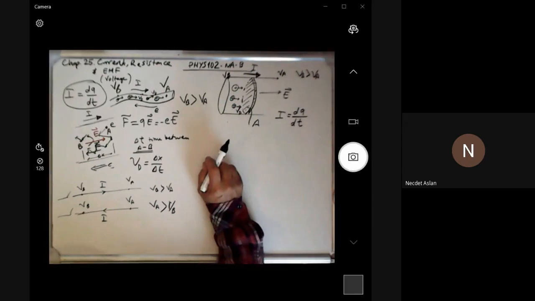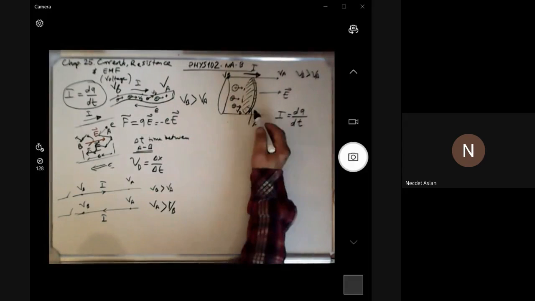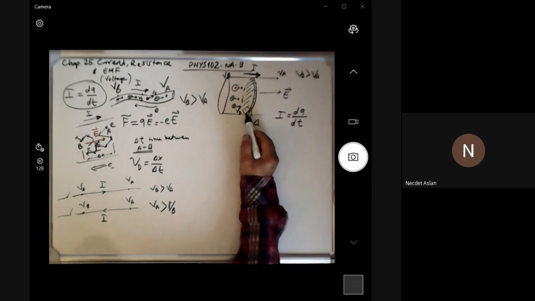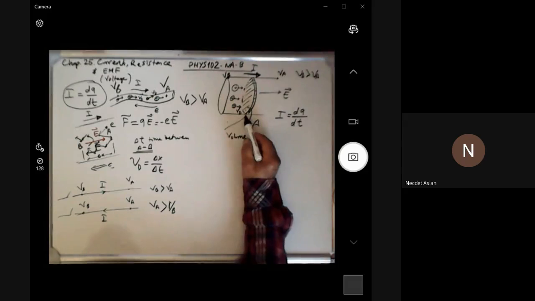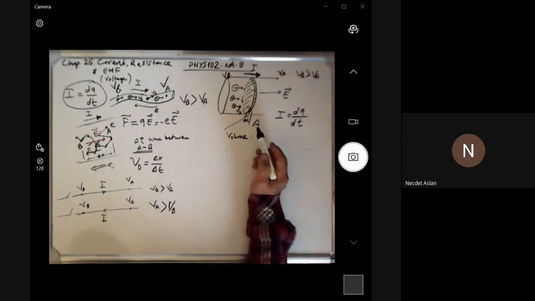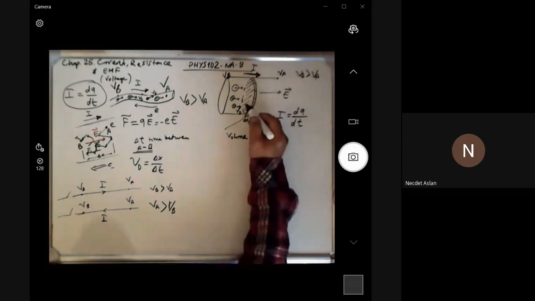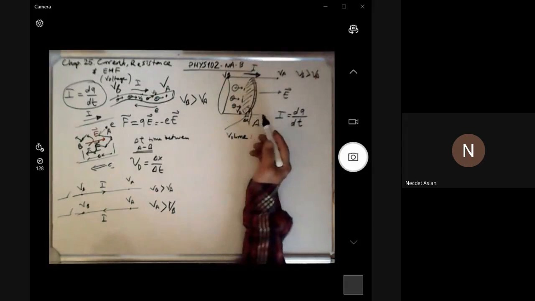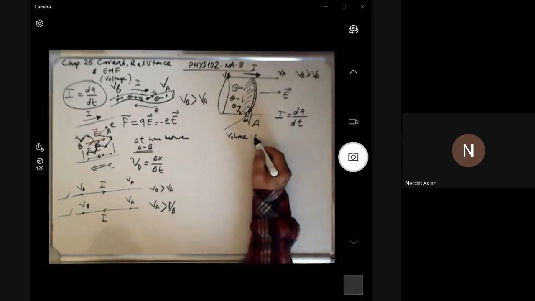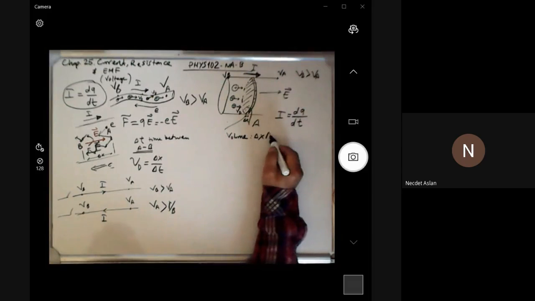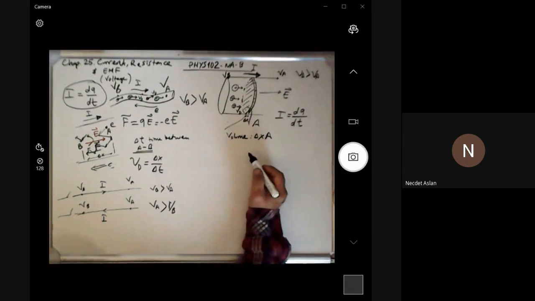Now, what we would like to show is, we would like to find the volume of the cylinder. The volume of this little cylinder is just delta x times the area, because this is how you get the volume. If you have the base area times the height, you get the volume. So it's delta x times area. The volume is given.